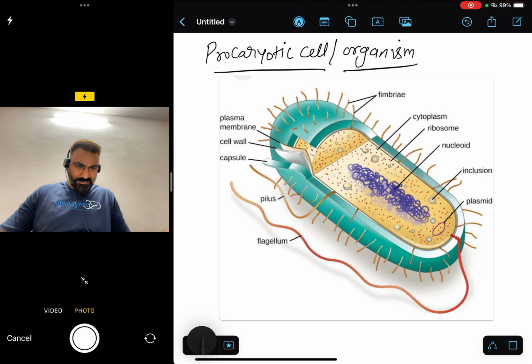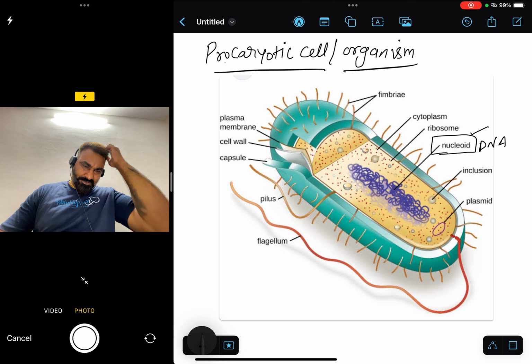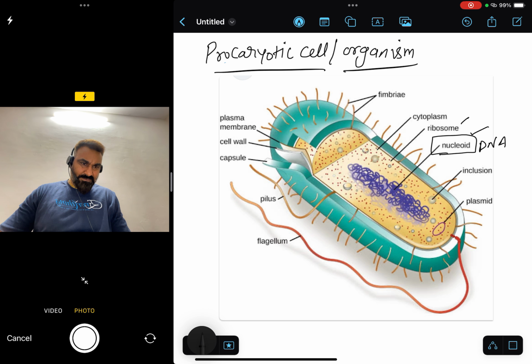it shows that the prokaryotic cell contains a central genetic material in the form of DNA, which is known as nucleoid. Later, we will discuss why it is known as nucleoid. Another structure nearby this nucleoid is a 70S type of ribosome. So this is the ribosome.